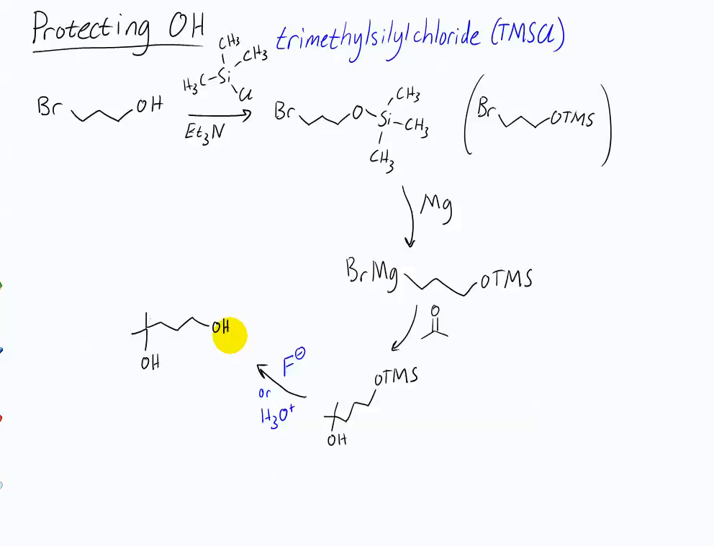The protecting group is removed by the fluoride. This is protecting the alcohol from the Grignard here, and then you can remove it at the end to get the alcohol back.